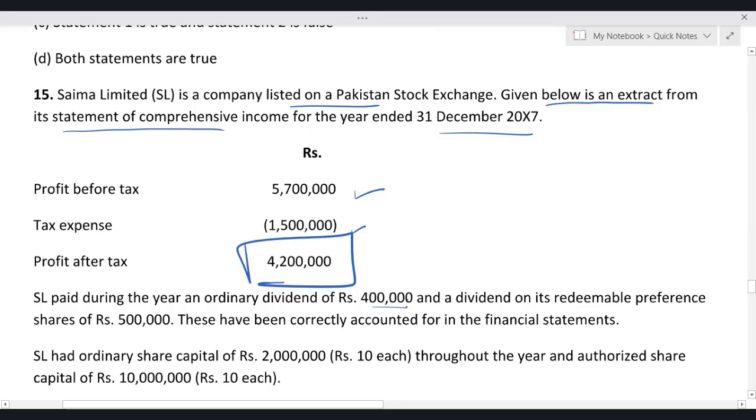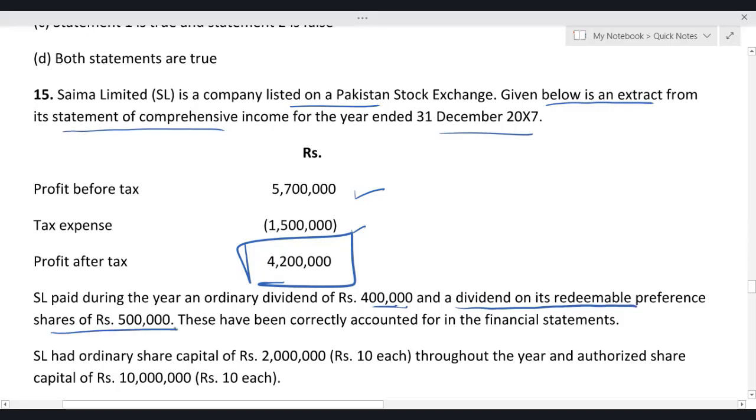Now listen, please. When we calculate EPS, dividend to ordinary shareholders has no link with EPS. Because while calculating EPS, we only deduct dividend to preference shareholders. Repeat, dividend payment to ordinary shareholders is not deductible. It has nothing to do with the EPS. We only deduct dividend on preference shares. So the ordinary dividend of 4 lakh has no link with IAS 33, and the dividend on redeemable preference shares is 5 lakh.